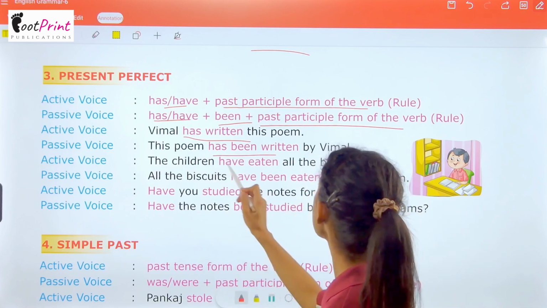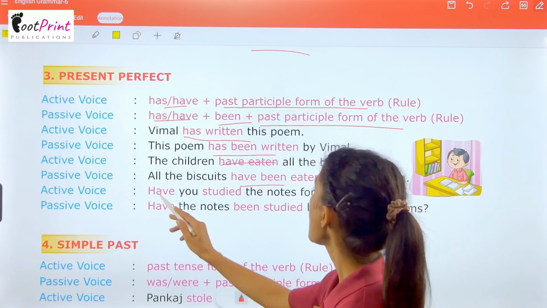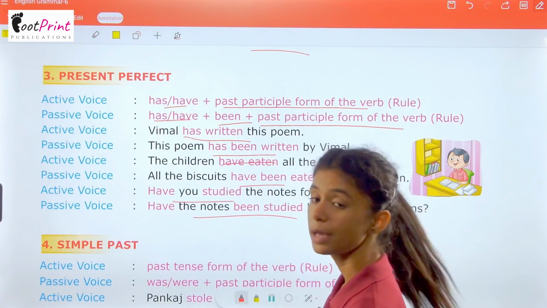The children have eaten all the biscuits. All the biscuits have been eaten by the children. Have you studied the notes for the exams? Have the notes been studied by you for the exams?